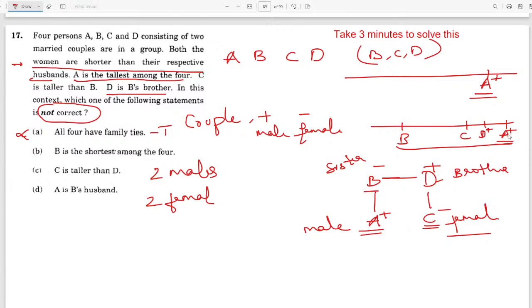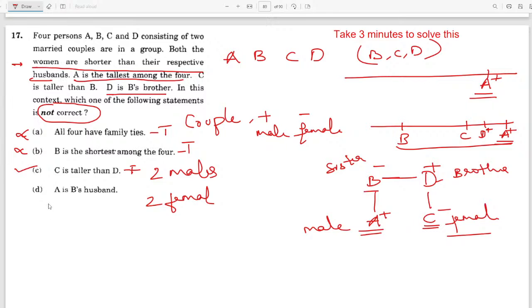A is the tallest. D is the second tallest. C is the third tallest, and B is the shortest. So this is also true. Since they are asking which is the false statement, so this is wrong. Then, C is taller than D. This is the wrong statement. C is not taller than D. C is shorter than D, because C is the wife of D, and they said the women are shorter than their respective husbands. So this is false, so this is the correct answer.